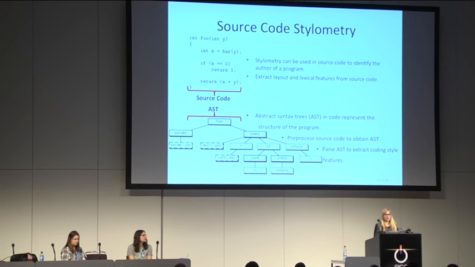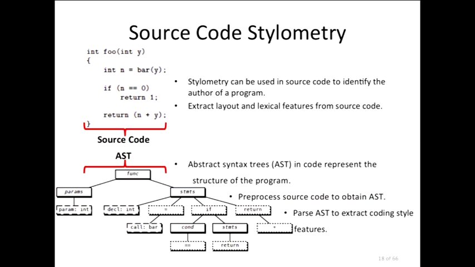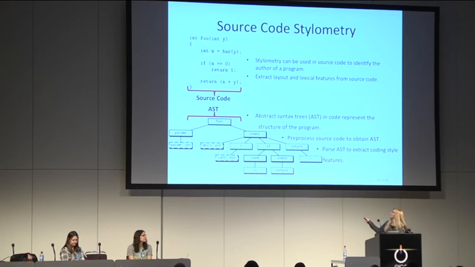In order to understand coding style, we have to look at programming style features. First, we have a piece of source code and we look at some lexical features like variable names and the use of C++ keywords. Then we look at layout features like the spaces and tabs, and we extract those from the source code. After that, we pre-process the source code to obtain its abstract syntax tree, which reveals structural features. So it's the grammar of the code.